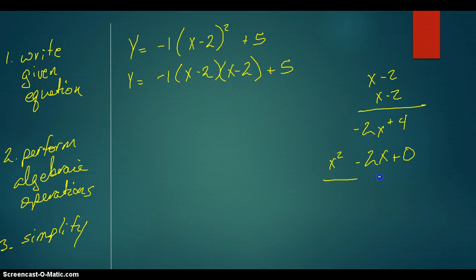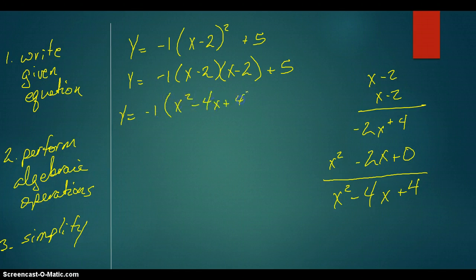So now we just combine like terms, and the nice thing about doing it vertically is our terms line up. Negative 2x plus negative 2x combine together for a negative 4x, and then x squared is here. And so we've performed that operation. We could also have just distributed twice, and we've got negative 1 times x squared minus 4x plus 4, plus 5. All right, the next step I need to do is distribute that negative 1 everywhere.